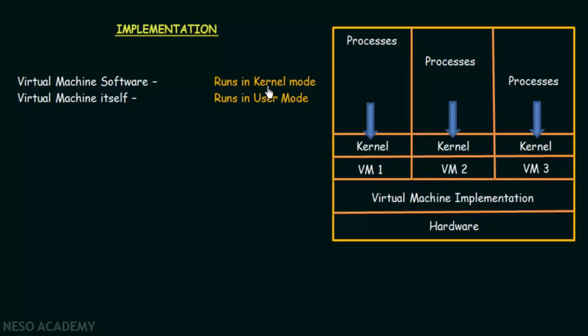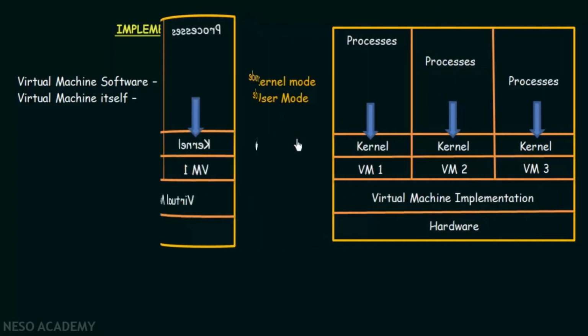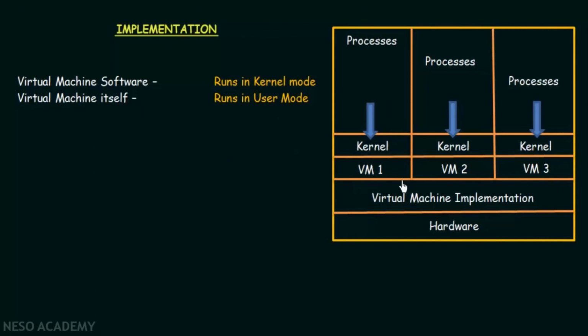And when I talk about kernel mode and user mode over here, I am talking about the real, physical kernel mode and user mode that we have in this system. Alright, so the virtual machine software, which is the operating system itself on which you are installing these virtual machines, runs in kernel mode. But the virtual machines themselves, VM1, VM2, VM3, run in the user mode of the physical system.